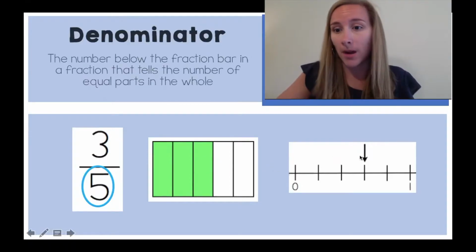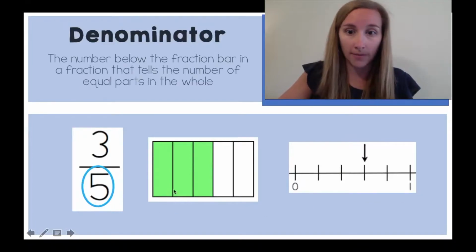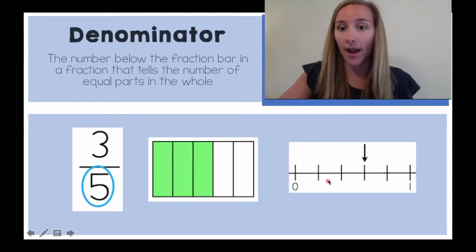I could also think about it on my number line. From 0 to 1, if my denominator is 5, that means I have to have 5 spaces from 0 to 1.